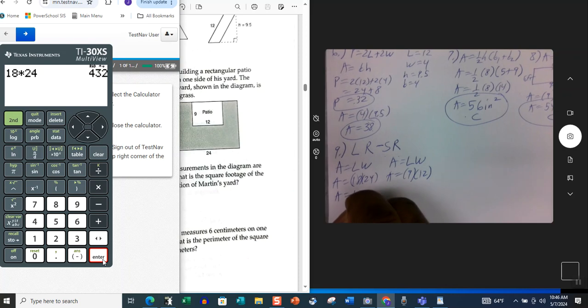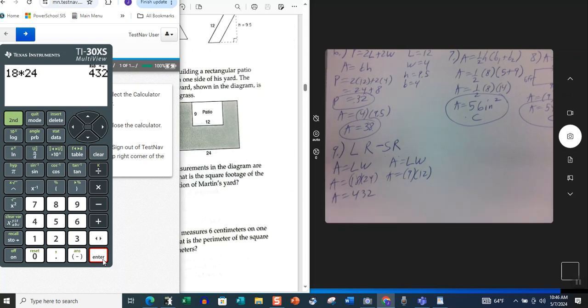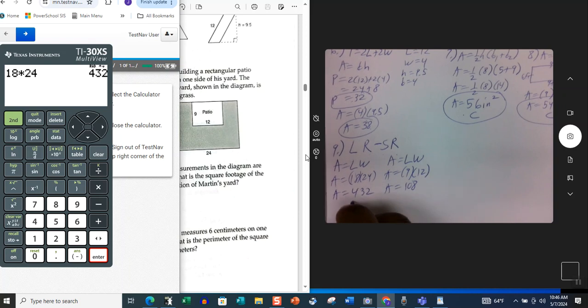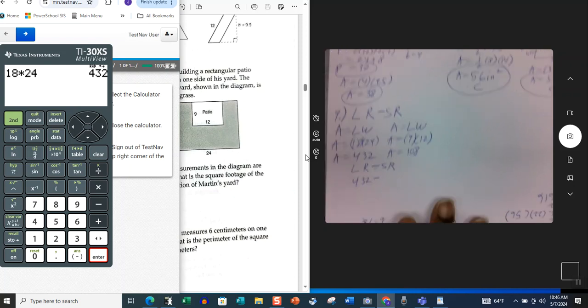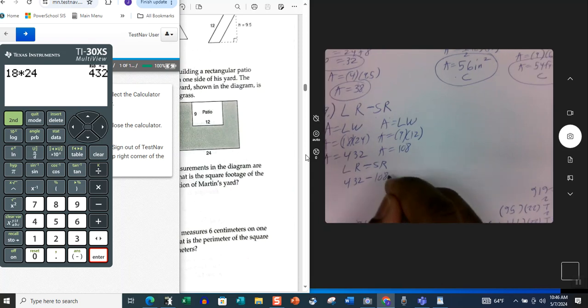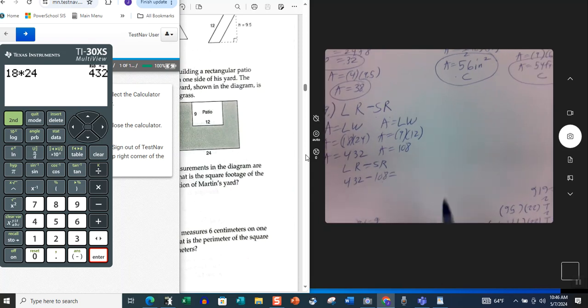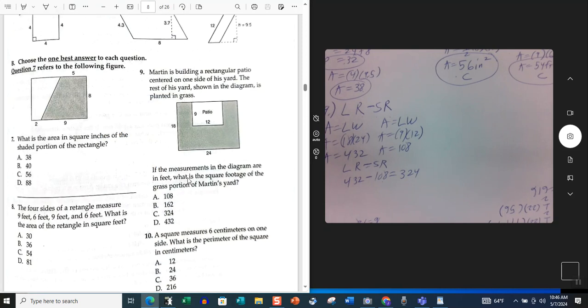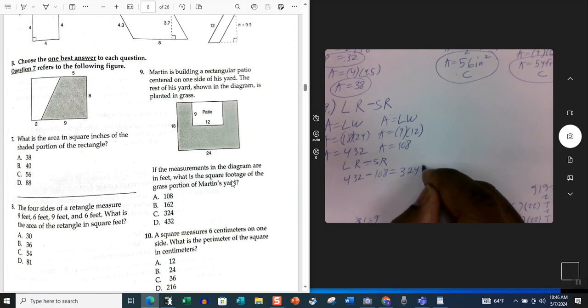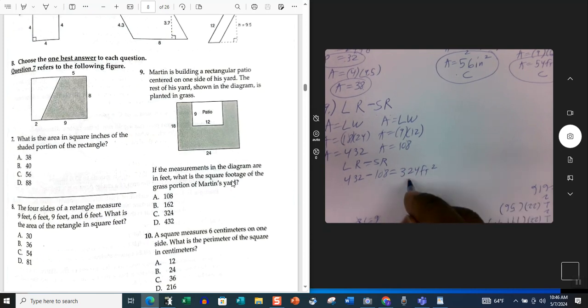That'll give us 432. And then we know 9 times 12 will give us 108. So now what we would do, we would subtract these two. We'll take the large rectangle minus the small rectangle. So the large rectangle is 432 minus the small rectangle, which is 108. So 432 minus 108 would give us 324. And then they wanted that in feet, I believe. Yeah, square footage. So that would be square feet. So our answer here would be C.